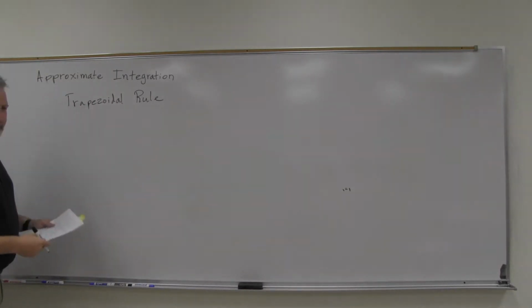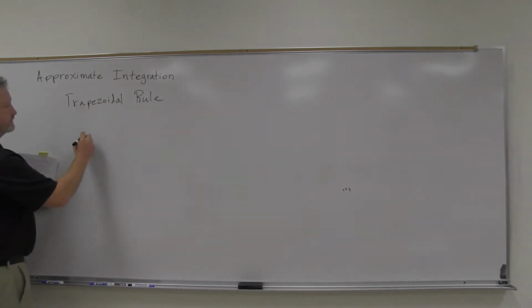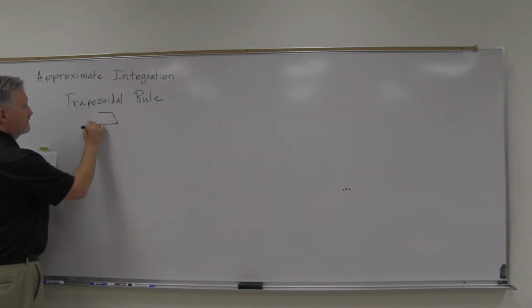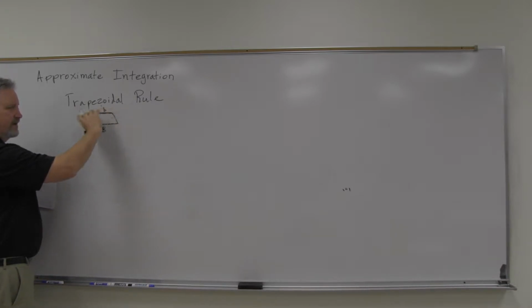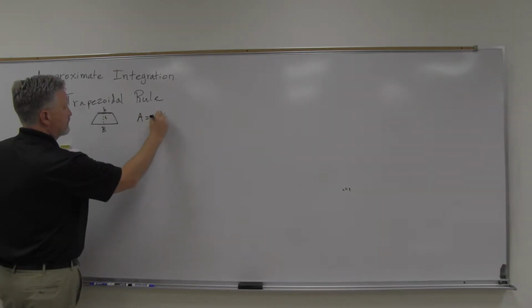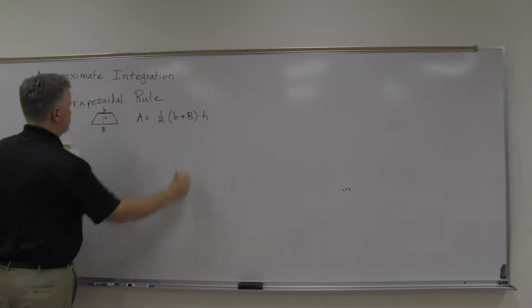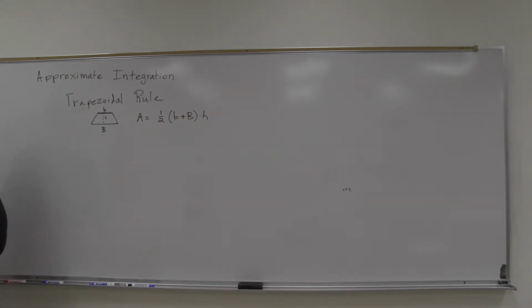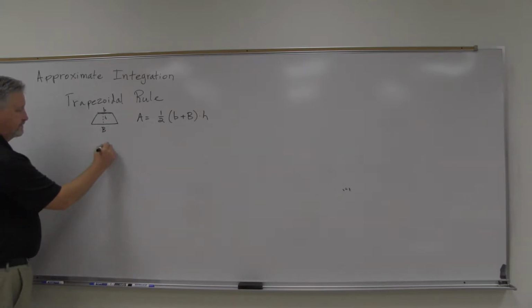Well, let's first remind ourselves, we're using trapezoids, and usually a trapezoid we think of something like that. On a trapezoid you need big B and little b, the lengths of the parallel sides, and then you need the height of that trapezoid. The area of that trapezoid is 1/2 times little b plus big B, times the height. Okay? Now, our trapezoids are going to have a different orientation.